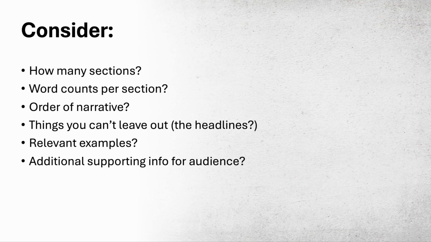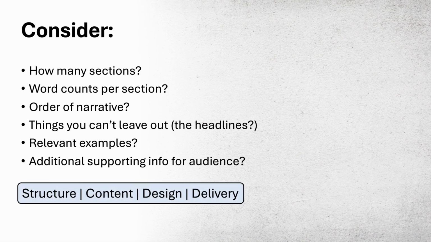Here are some things to consider. How many sections do you need? How many words per section? What is the order of narrative? Where will you start and where will you move to and finish? What are the things you cannot leave out? The cherry-picked headlines. What are the relevant examples you've chosen to illustrate your ideas? And do you need any additional supporting info for the audience? Think about the structure, the content, the design, and the delivery.